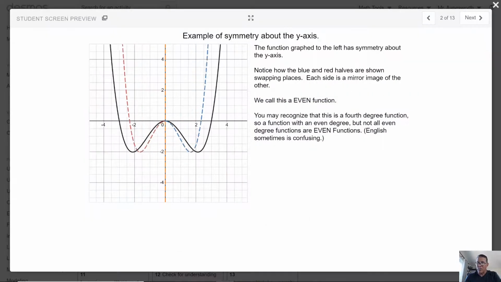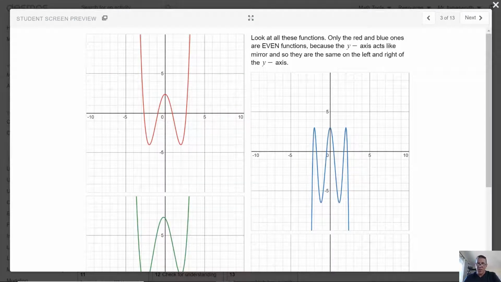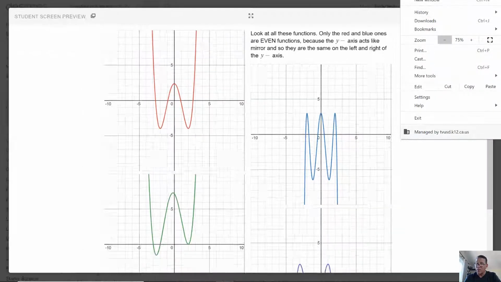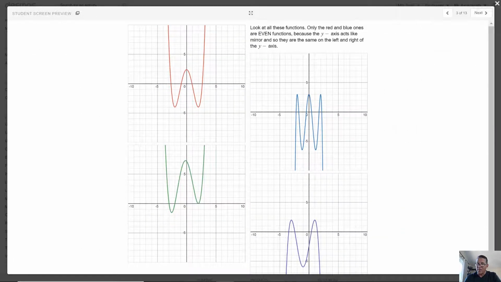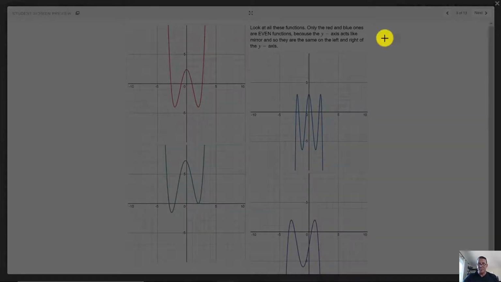Let's go back to Desmos here, and let's check out a couple different functions. Let me zoom out a little bit so you can see the graphs. So we have 4 graphs here. It says look at all these functions. Only the red and blue ones are even, because the y-axis acts like a mirror, so they are the same on the left and the right of the y-axis. Well, let's go ahead and analyze this.